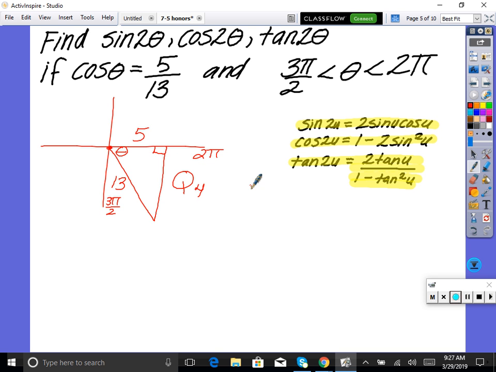So now we'll do Pythagorean theorem, 13 squared minus 5 squared equals question mark squared. You get 12 is equal to question mark. So this is a 12, but technically isn't it negative 12 since it's down? So negative 12.